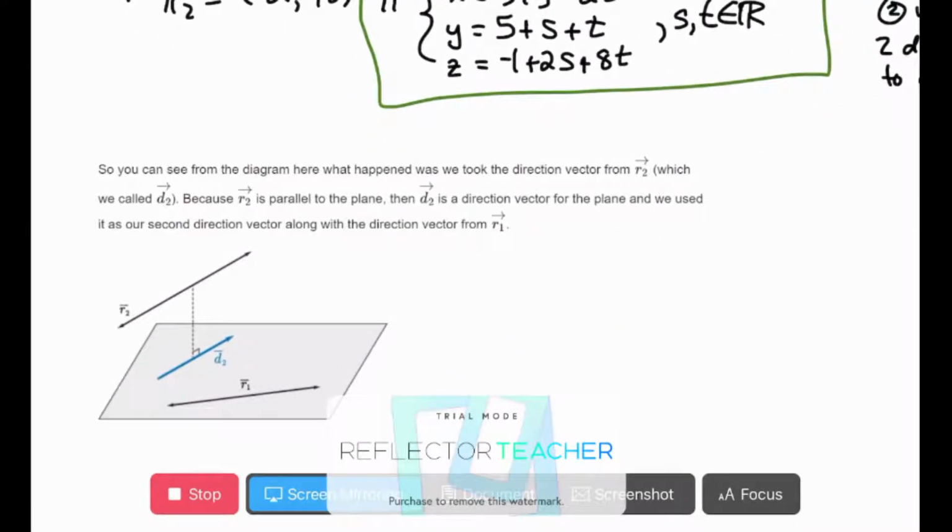And as we can see from the diagram here, what happened was we took the direction vector from R2, which we called D2. I didn't call it D2. This is just a note from a textbook, I think. So our direction vector came from this line here. Because R2 is parallel to the plane, D2 is the direction vector for the plane that we used, and we used it as our second direction vector along with the direction vector from R1.